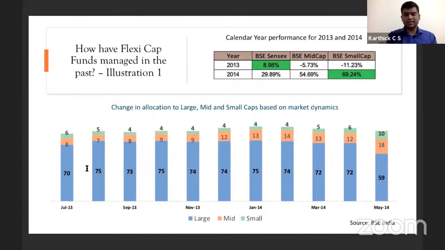So by doing that, the fund would have generated what we call alpha, in the sense of beating the expected returns. It would have definitely beaten the expected return. So this is one trend.